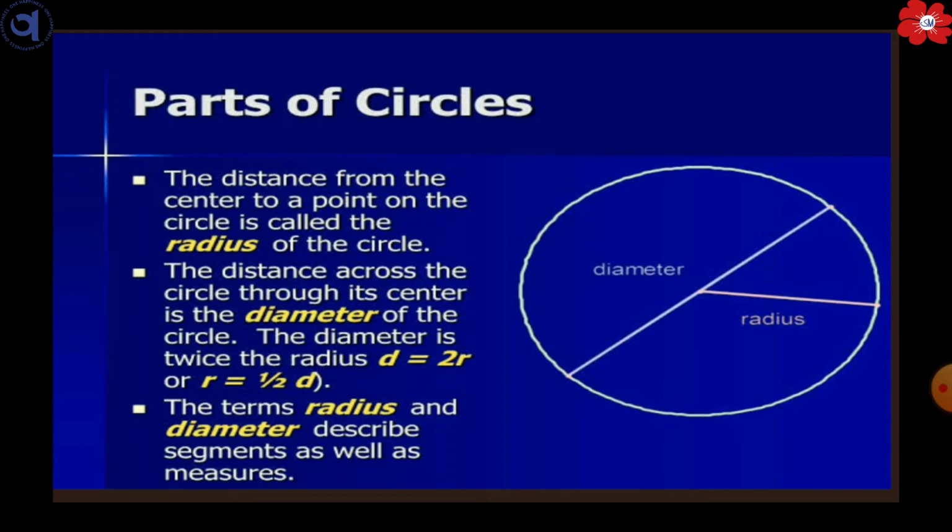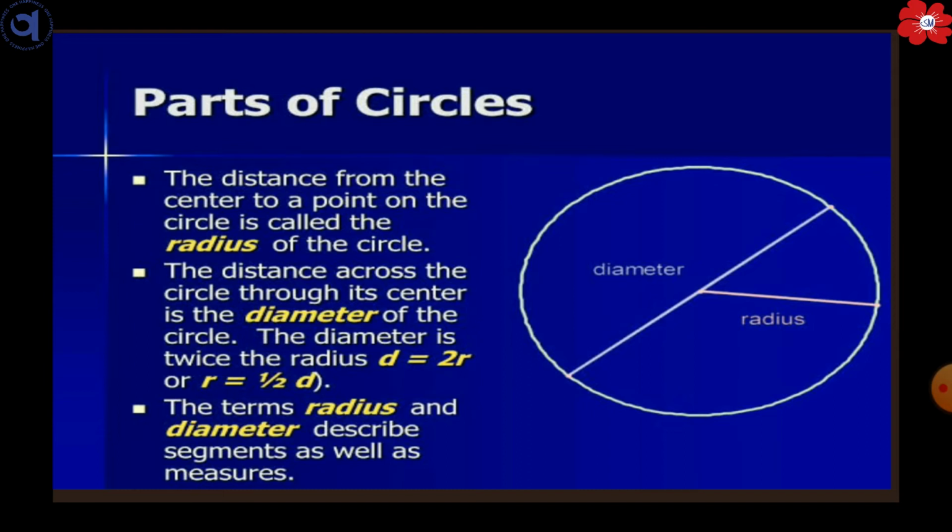Then after, diameter. What is diameter? The distance across the circle through its center is the diameter of the circle. The diameter is twice the radius. So we can write down the formula D is equal to 2R, and also we can write R is equal to D by 2.